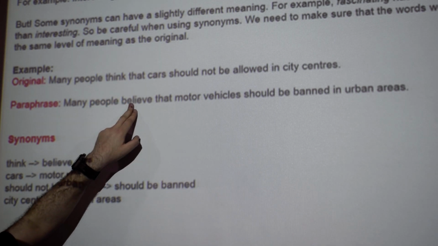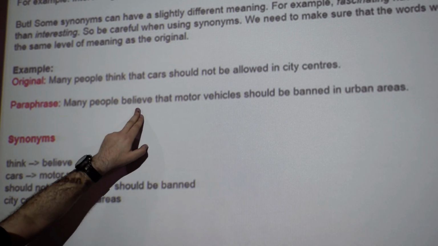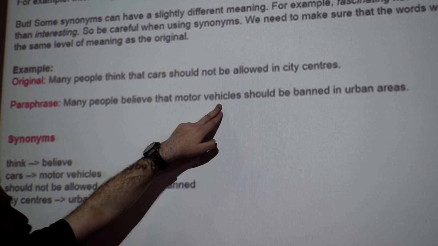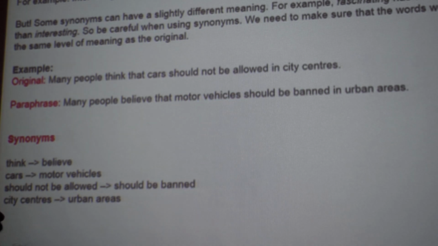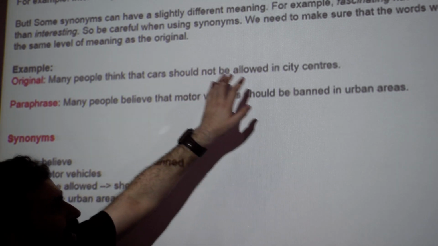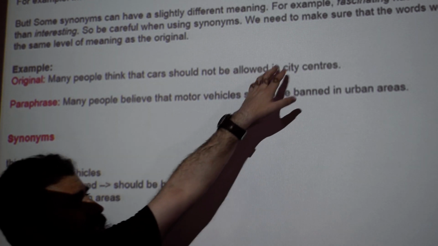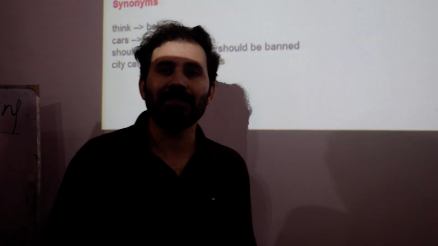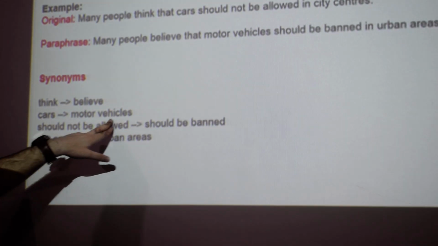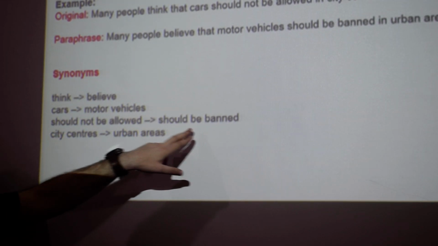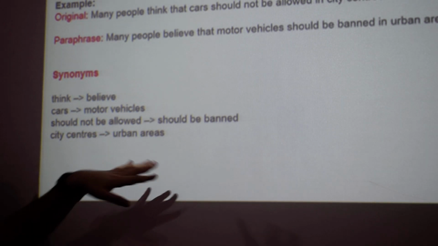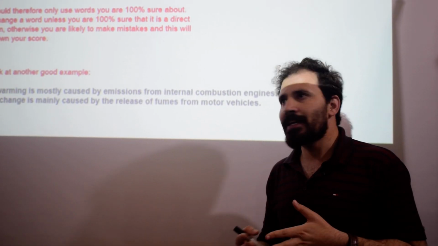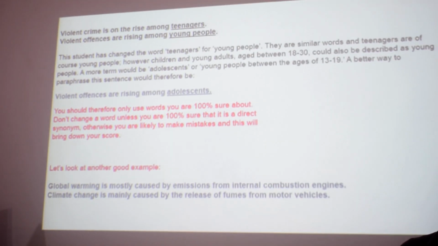Think, believe. We have used another synonym for the word think, believe. In place of cars, we have used motor vehicles. Should not be allowed, we have converted into should be banned. City centers, we have used urban areas. So these are the words where we have entirely used synonyms: think, believe; cars, motor vehicles; should not be allowed, should be banned; city centers, urban areas. So this is what we call the first method, using synonyms. Another question, let me show you another one.